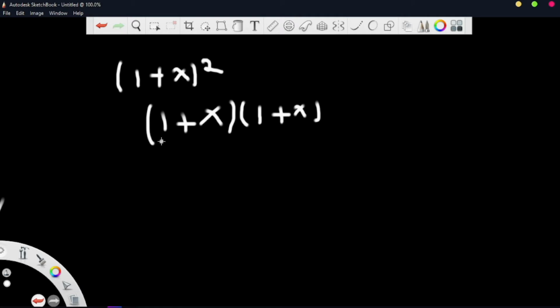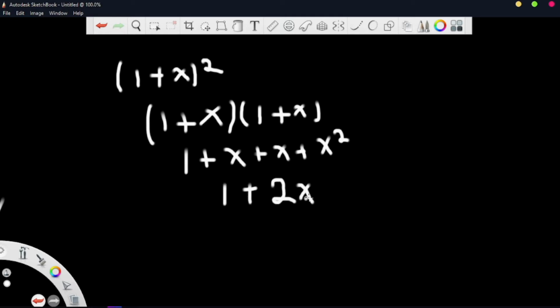Then what you're simply going to say is 1 times 1, which is 1, 1 times x, which is x, and then x times 1, which is x, and x times x, which is x squared. Then you're simply going to say 1 plus 2x plus x squared. So this is the basic expansion.